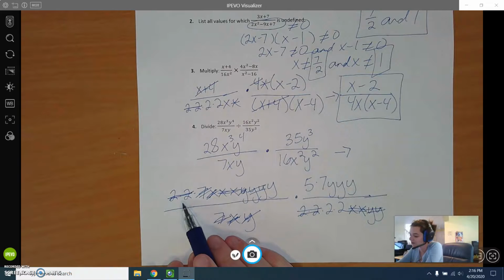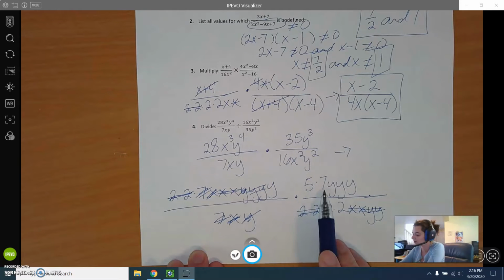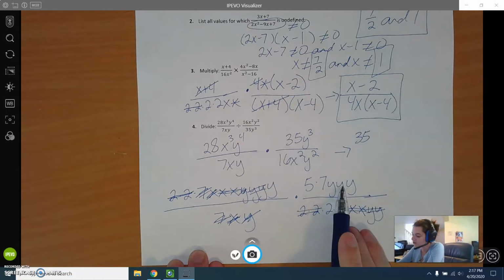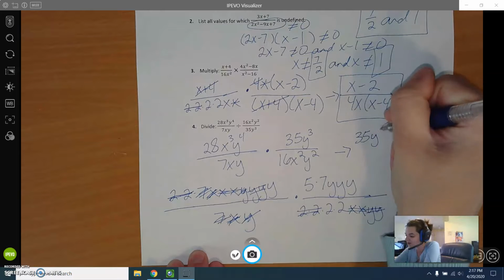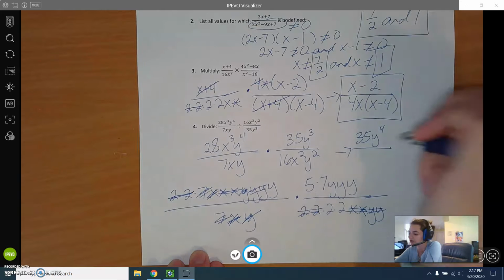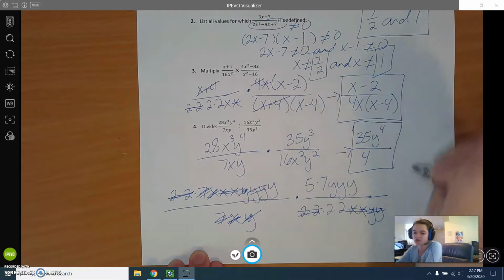So in the numerator, what I have left is a y, a 5 times 7, and then 3 more y's. So 5 times 7 would be 35. And then I've got 1, 2, 3, 4 y's, so that would be y to the 4th. In the denominator, all I have left are these two 2's in the middle, and 2 times 2 would be 4. So there's my simplified answer.